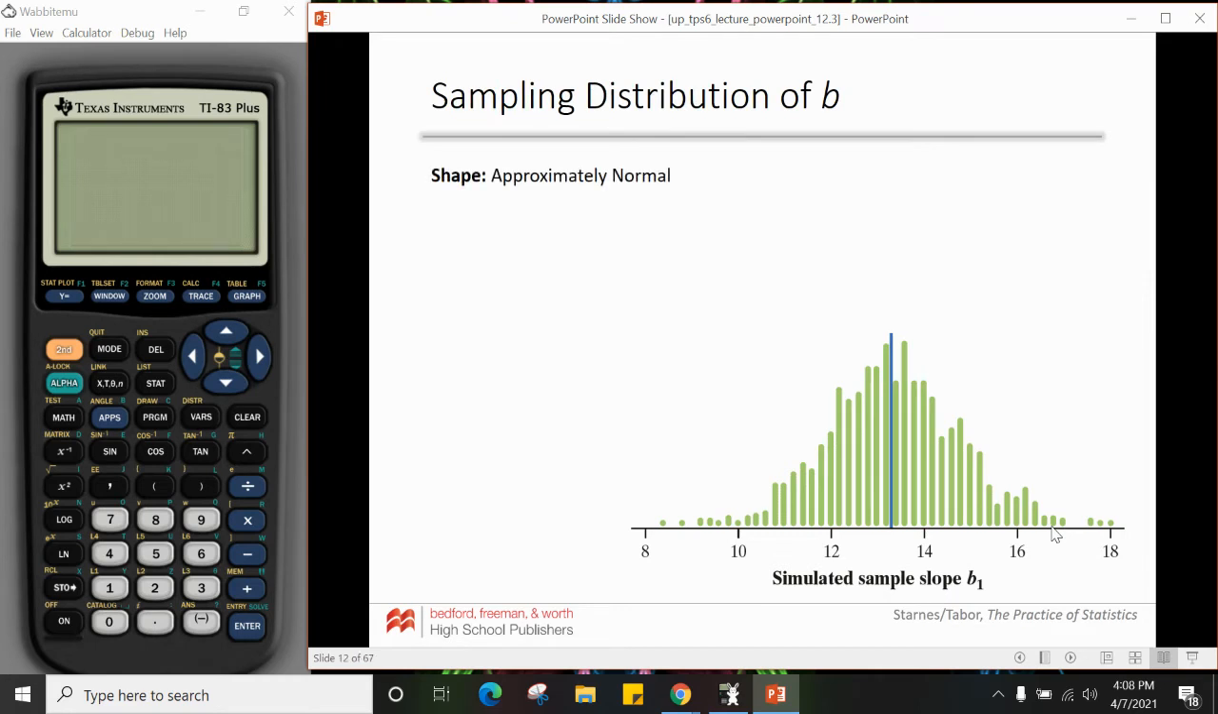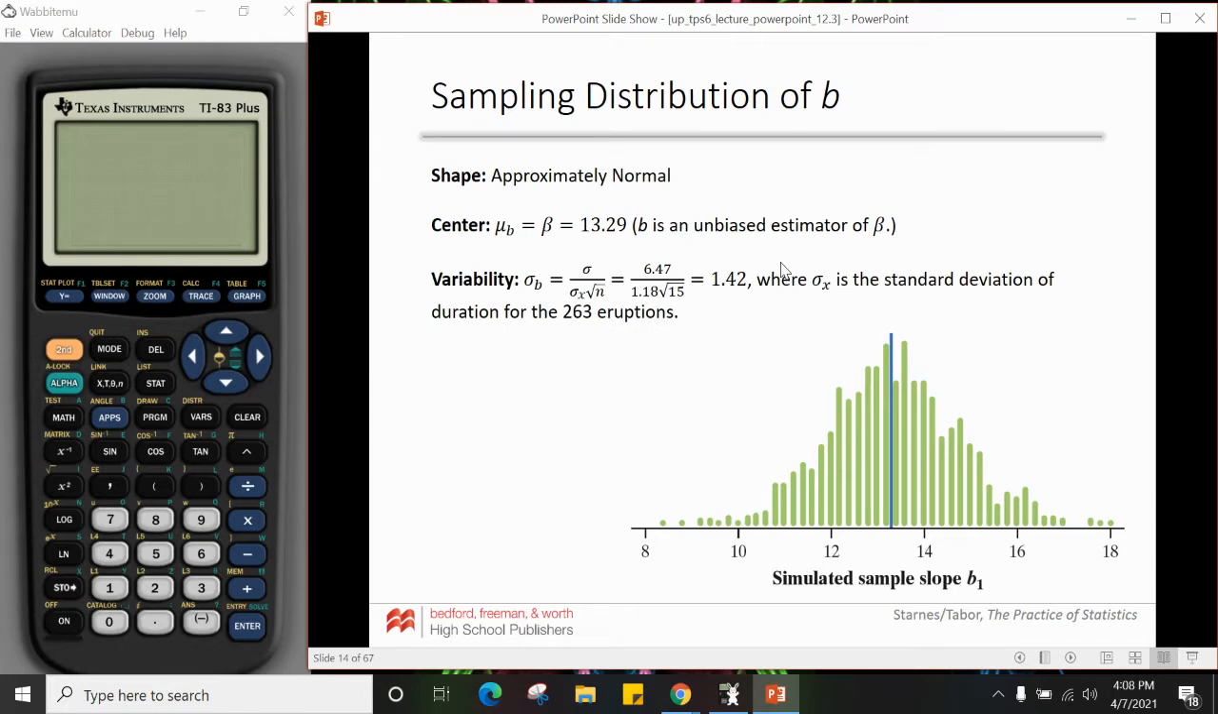Some other things to notice is, hey, it's normal, and we talked about that, especially that regardless of the shape of the population, as your sample size gets larger, this becomes more and more approximate. Now, 15 is a little bit small, but that's okay. We still see that this is approximately normal. The center, like we said, mu b is going to equal beta. And since they are equal, they are an unbiased estimator of each other.